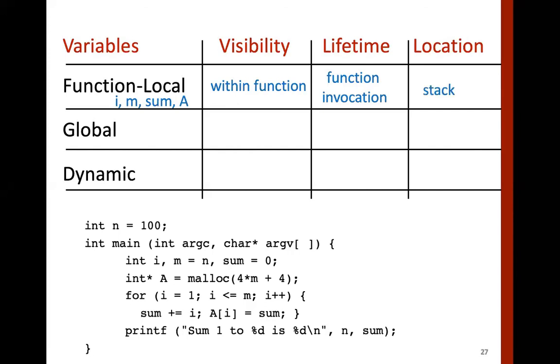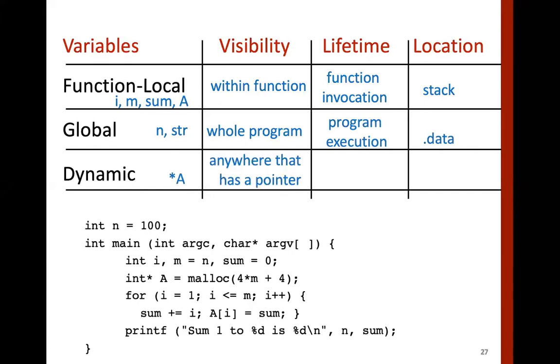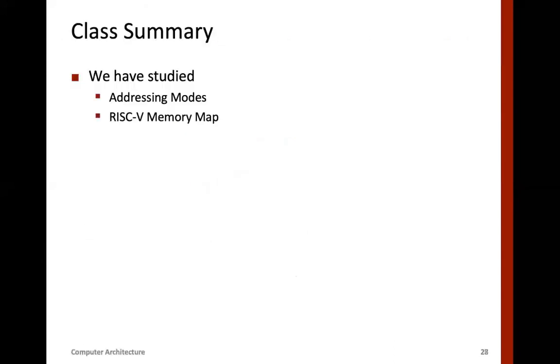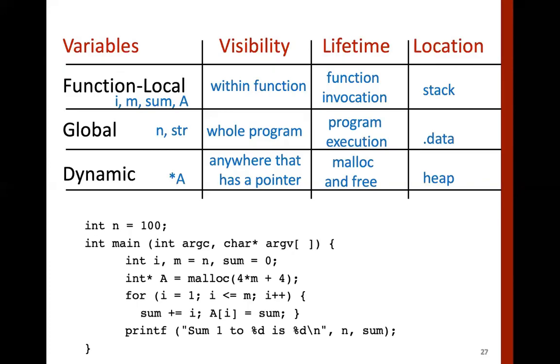and their lifetime is the function invocation, and location is stack. For the global variables, we see n and string, and their visibility is the whole program. If there are multiple functions, it could be across multiple functions. The lifetime is program execution, and the location is the .data section. Similarly for dynamic, which is malloc, the star A or pointer A, wherever the pointer points there is visibility, and from when malloc appears is the lifetime, and it will be part of heap. So this is a simple concept.